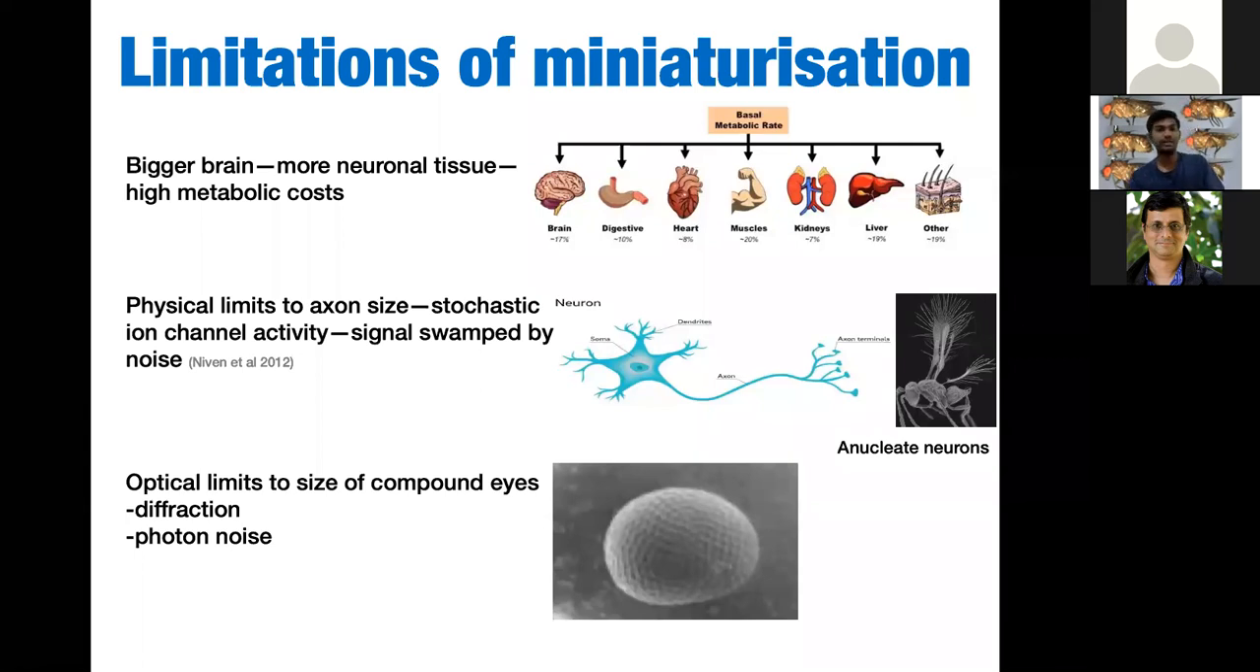So the nucleus inside the neurons and other cells is one of the space-consuming organelles, and so you can't really decrease the size of it. Basically, there is a lower limit to how small you can make your cells. But there's another extreme example of miniaturization where a species of wasp has evolved anucleate neurons.